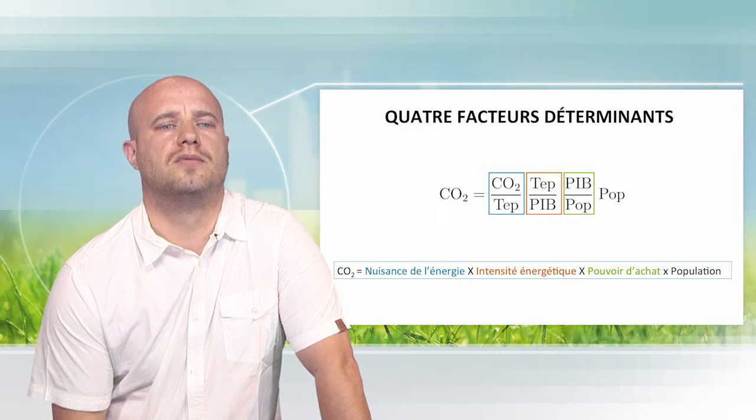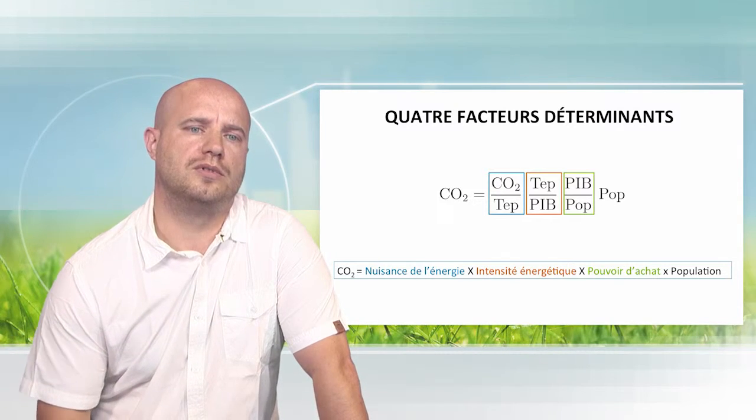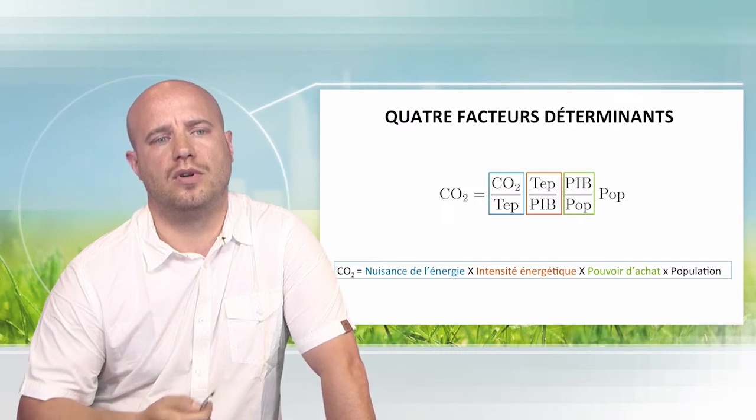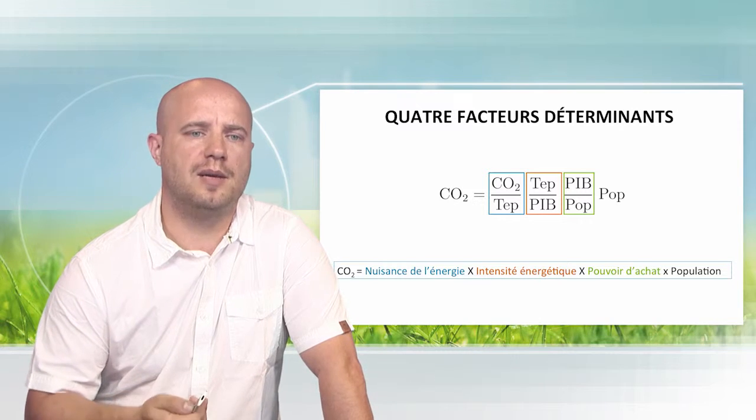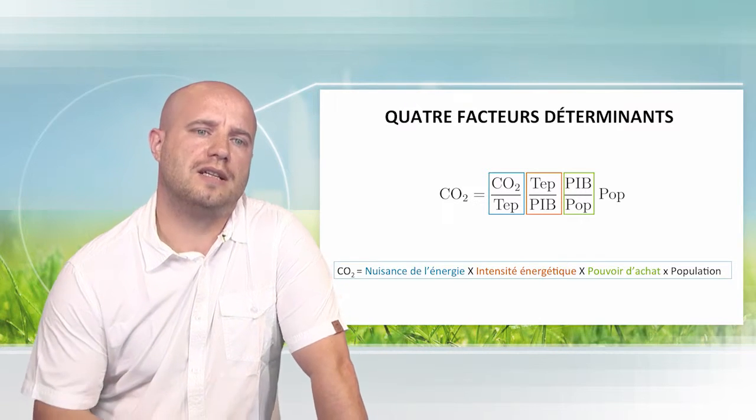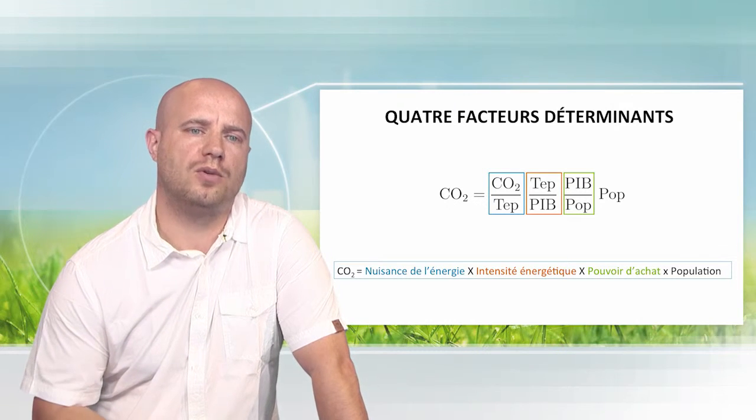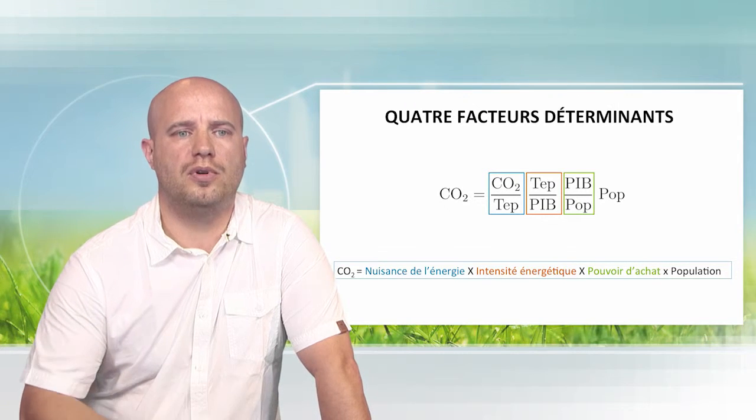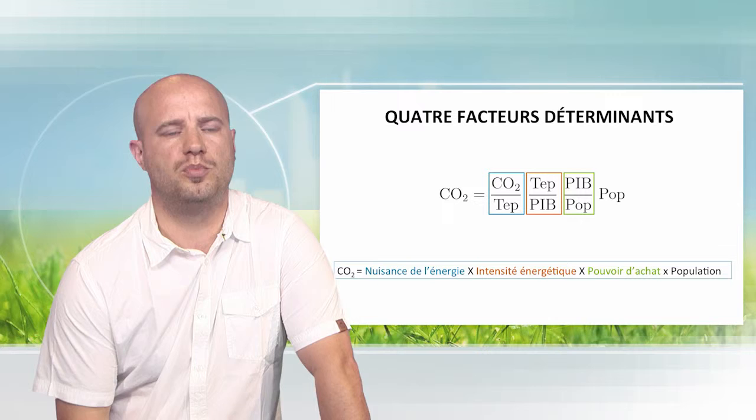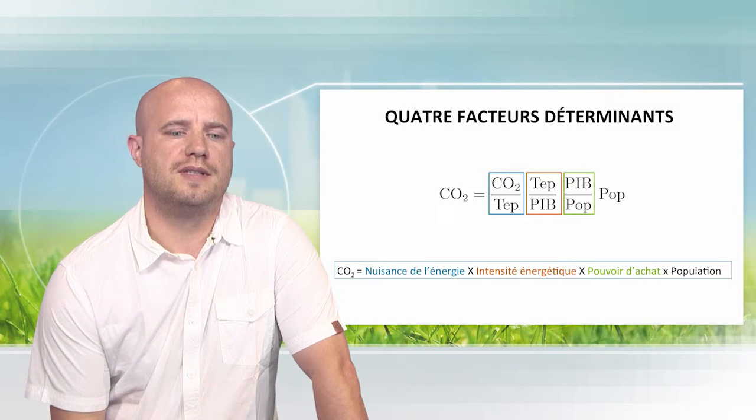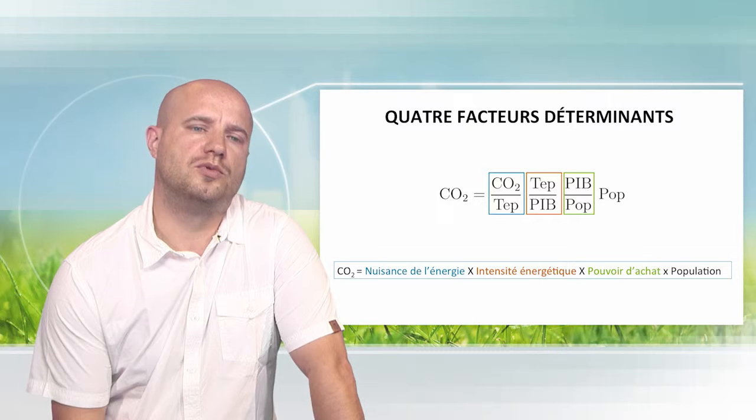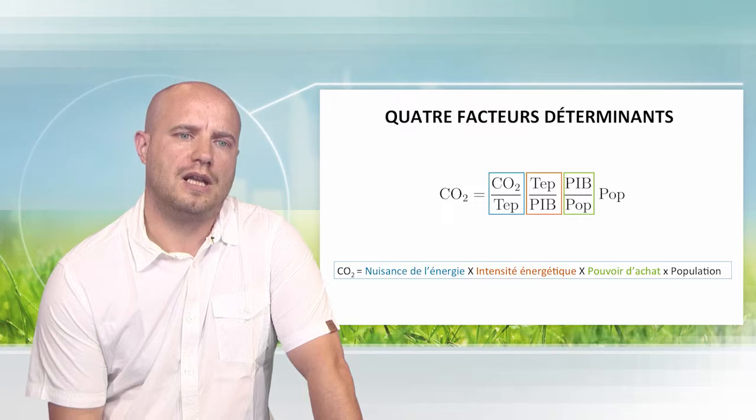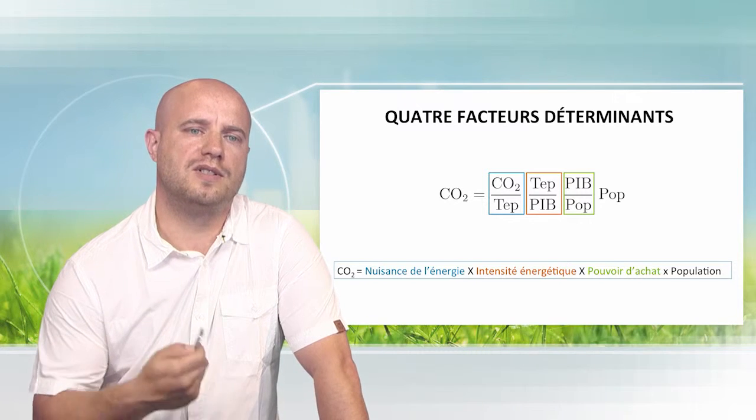The second term, TOP by PIB or GDP, is the quantity of energy per GDP. We may use a unit such as TOP per dollar. It is equivalent to the quantity of energy needed to guarantee the country's wealth, pure wealth, comfort, or services in the country. The third term, GDP on population, could be expressed in dollars per inhabitant, and this exemplifies the purchasing power. The last term is not a ratio, it's just a population.